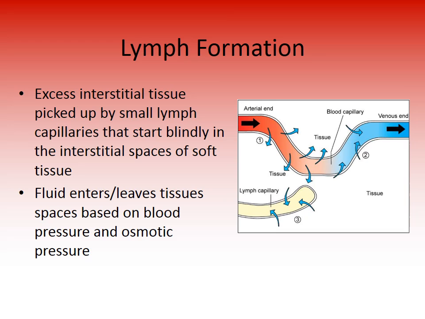Okay, so you can see here is our circulatory system. We have our arterial going down into our capillaries and then moving into our venous circulatory system. Our lymphatic capillary will come right there, and thanks to blood pressure and osmotic pressure, fluid can enter and leave the blood system and make its way into the lymphatic system, or vice versa.